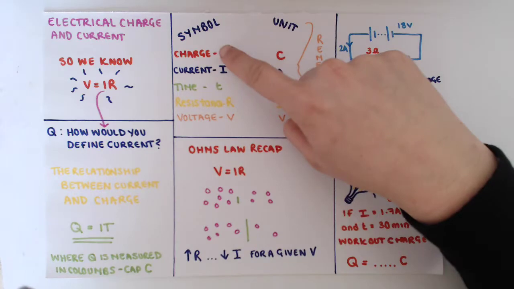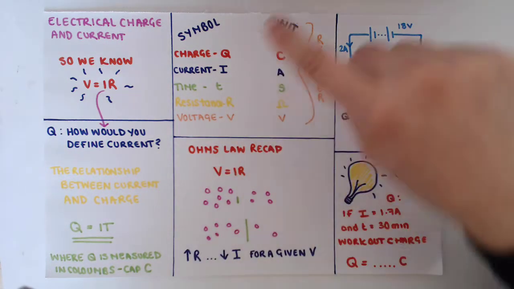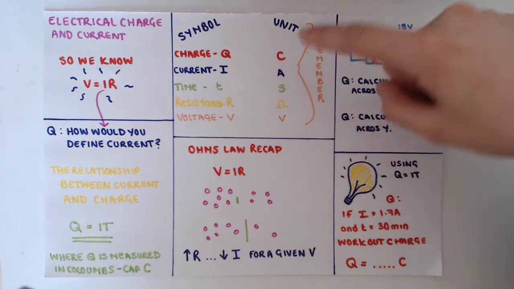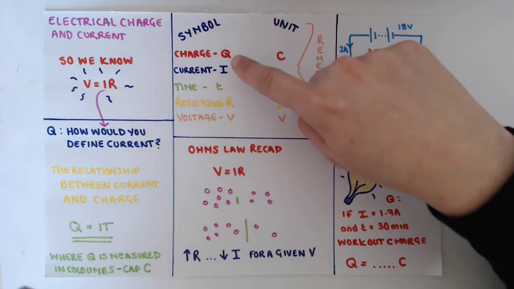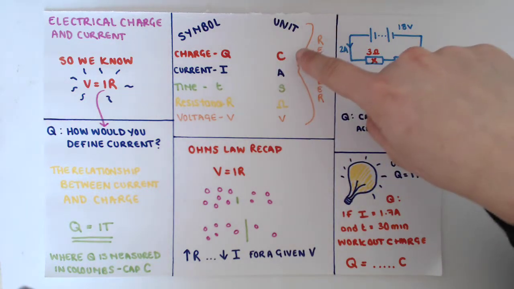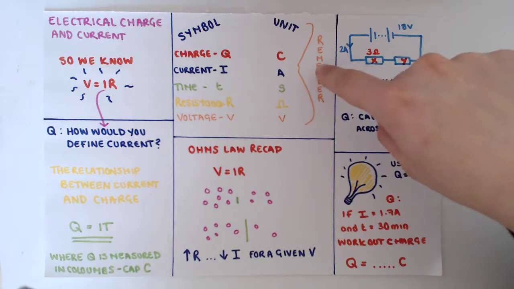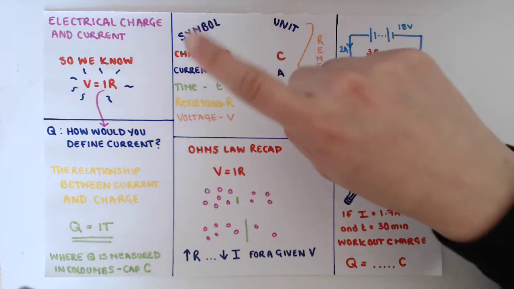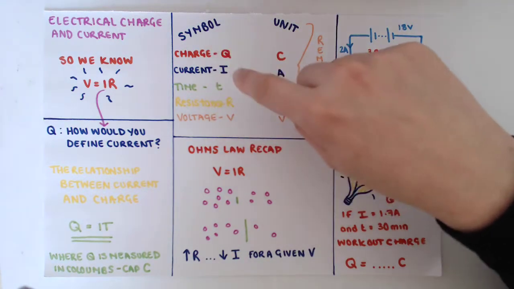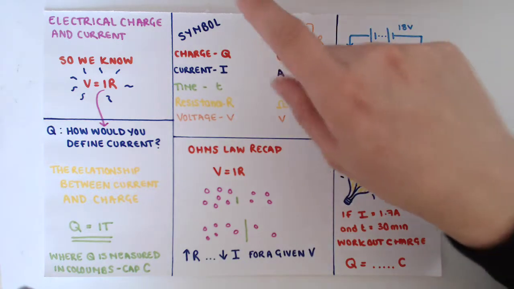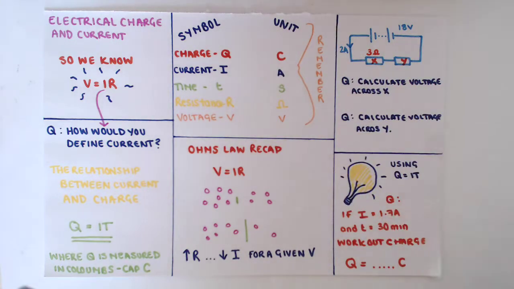Over here you can see that charge has the symbol Q, and it's measured in coulombs, so it has a unit C. Here's a quick recap on the symbols and units. For charge, our symbol is Q, and our unit is a coulomb. For current, our symbol is I, and our unit is an ampere, capital A. For time, our symbol is T, and the unit is seconds. Resistance has symbol R and unit ohms. And voltage has a symbol capital V, and a unit capital V.